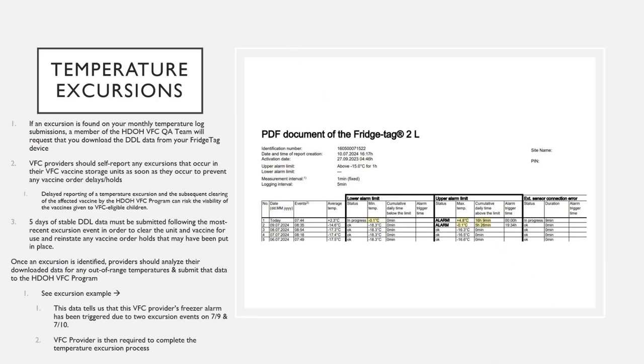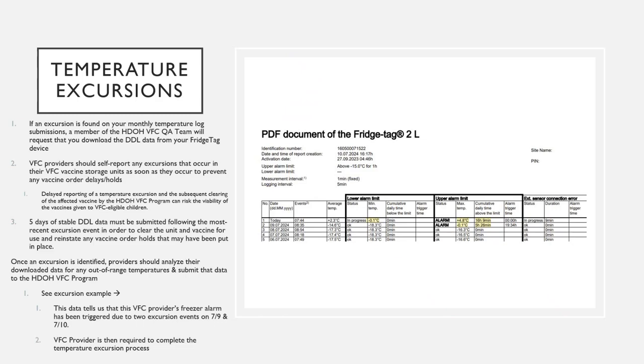For temperature excursions that pop up on the Fridge-Tag, if it's found on your monthly log, a member of the QA team is going to request that you download your data. However, there are situations where VFC providers should self-report any excursions that they notice on their data, and it should be reported as soon as they occur to prevent any kind of vaccine order delays or holds.